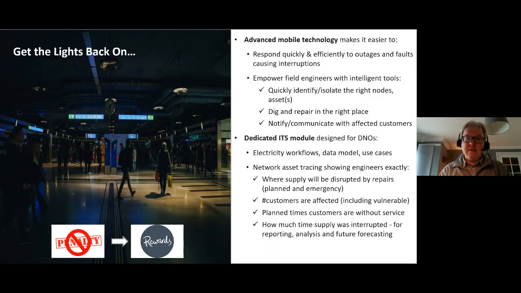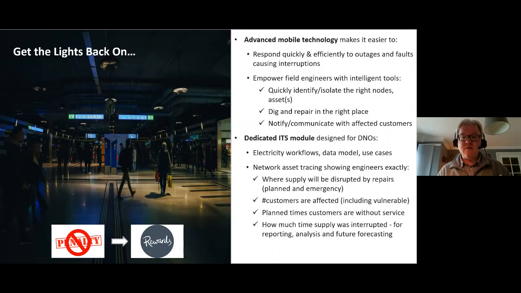And this dedicated ITS module that we've produced for Geofield allows us to work with the electricity network, to work with the electricity workflows that we have in place, and it allows us to trace the network assets in a very accurate and very fast way. The demo there wasn't a live demonstration, but the network trace is very quick to run in the field because it's running locally. And so it allows us to identify where you have disruptions, where your customers are, and very importantly, where the vulnerable customers are.